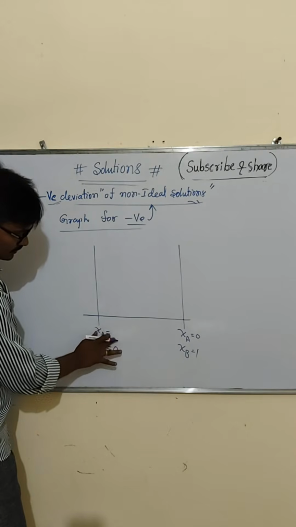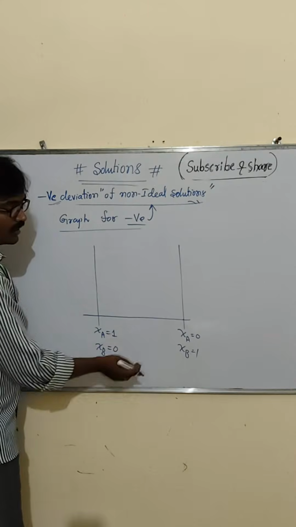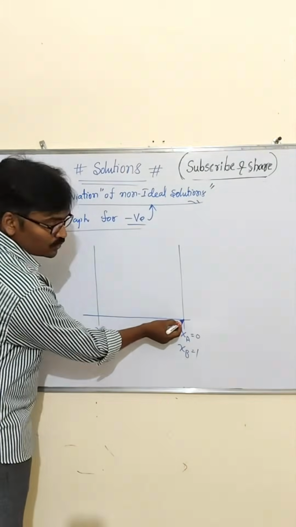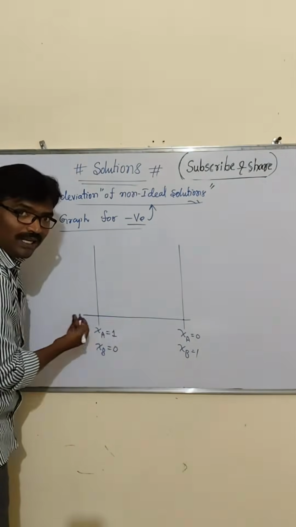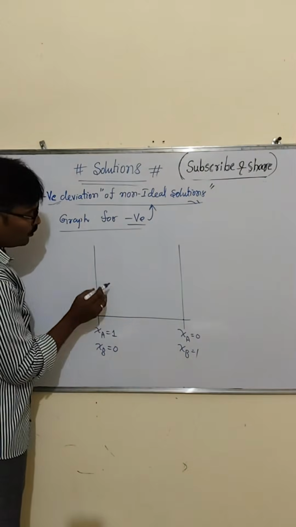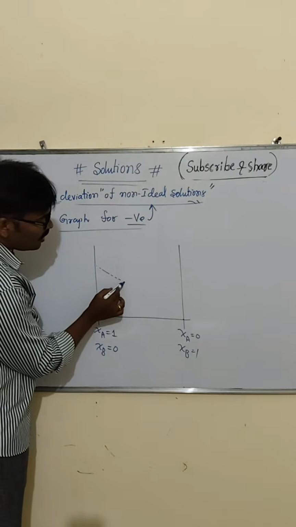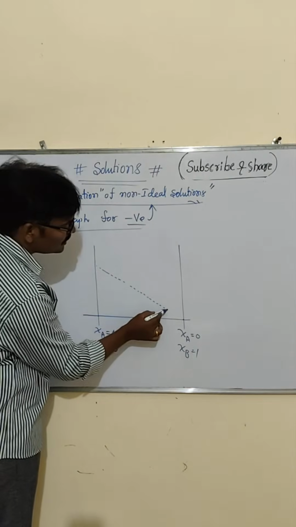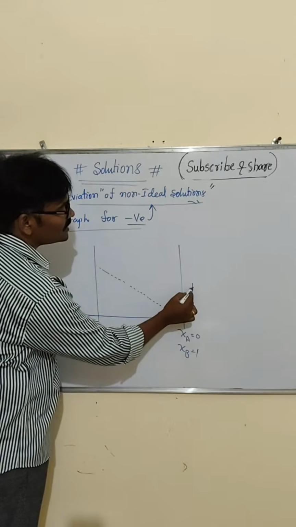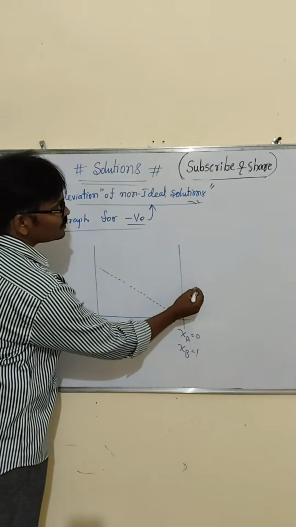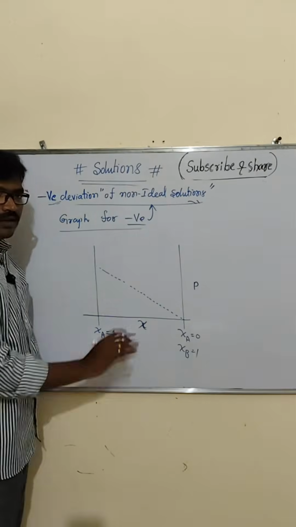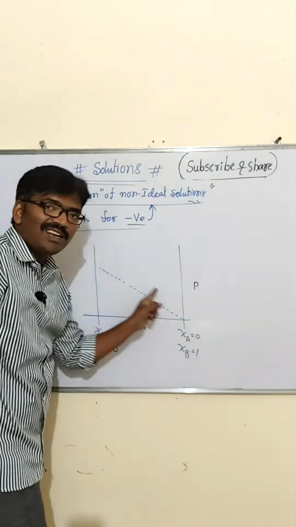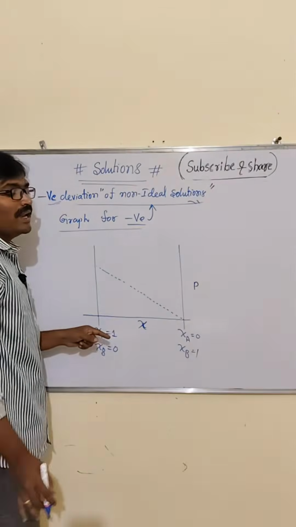Look at here, from the zero point onwards, the mole fraction of component A increases. Once the mole fraction of A increases, the partial pressure also increases. This is the pressure versus mole fraction graph. If you plot it, you get a straight line through the origin, because both are directly proportional.